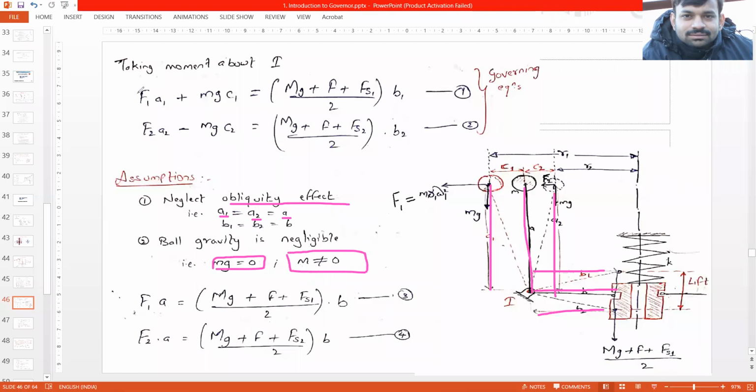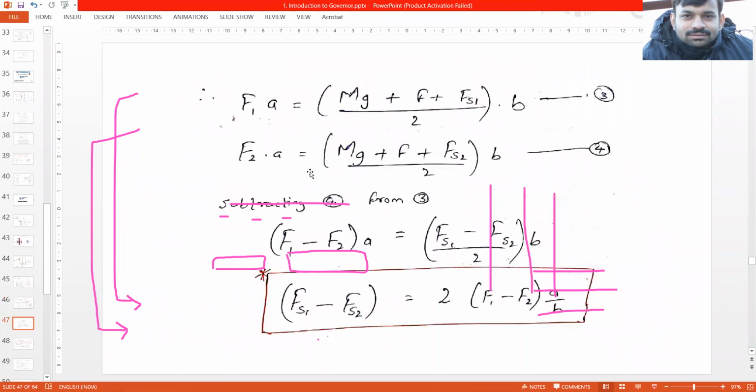So these equations will get reduced to F1 into A is equal to mg plus F, that is friction force, plus Fs1, spring force, multiplied by B, and F2 into A is equal to mg plus F plus Fs2, by 2 into B. All right. So these are equation number 3 and 4. These are equation number 1 and 2. These are the equations which we are going to use.